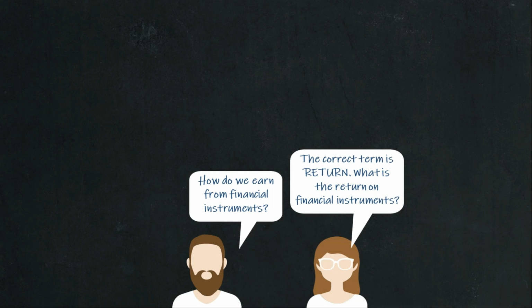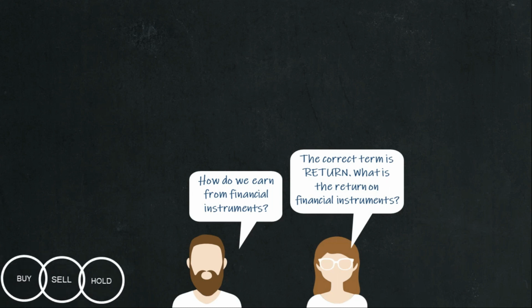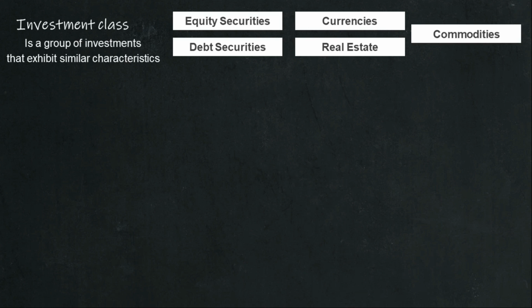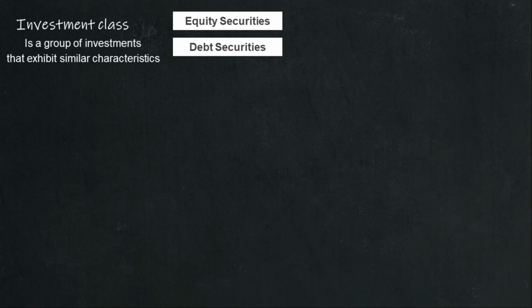Now, we have to remember that you can either trade your financial instruments or you may decide to keep them. In other words, you may buy or sell or hold said instruments. Let us first talk about investment classes. An investment class is simply a group of investments that exhibit similar characteristics. Fun fact, an investment class is sometimes called an asset class. There are a lot of investment classes, but the following are the two most common: equity securities and debt securities.